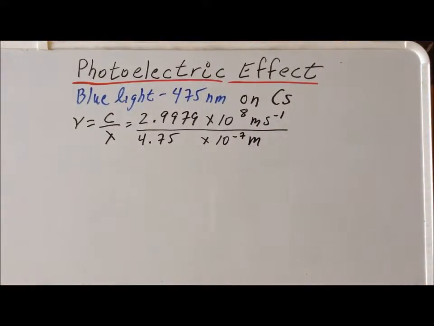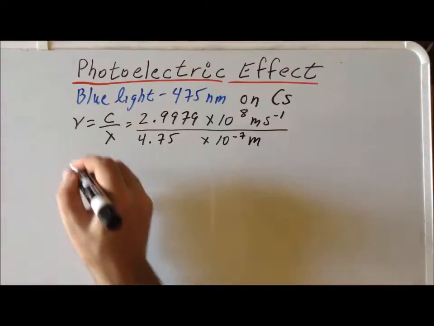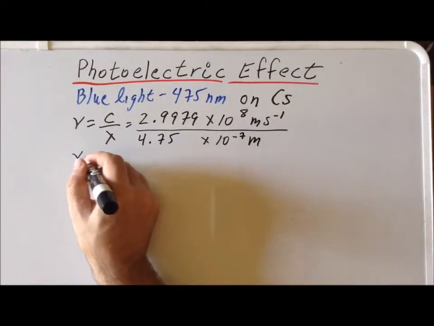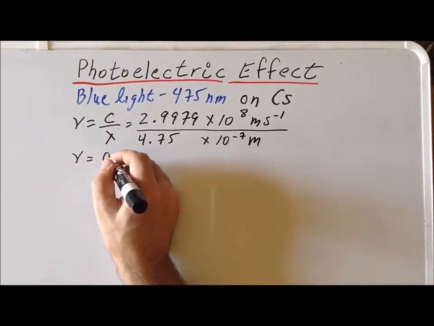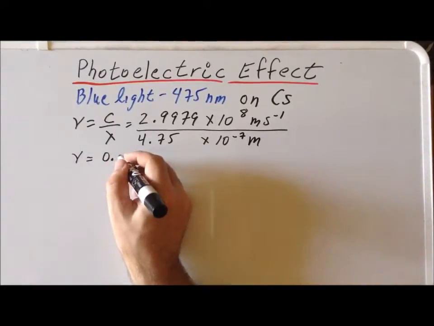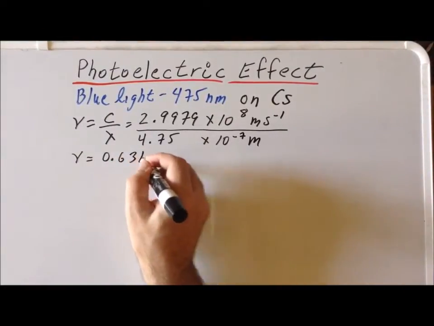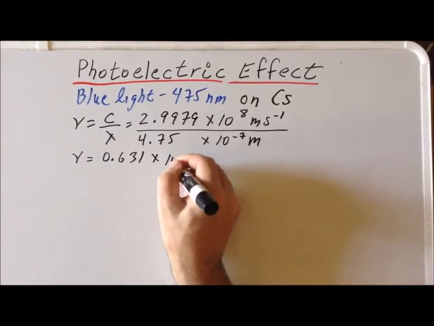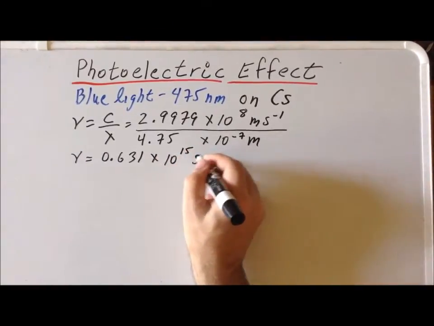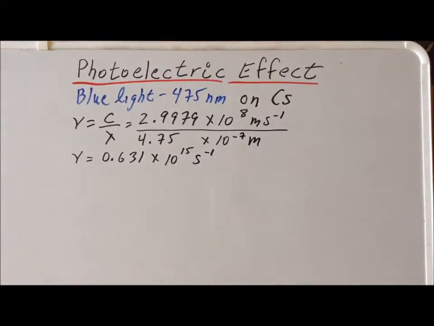So if we continue with this calculation, we see that the frequency is 0.631 times 10 to the 15th inverse seconds, also known as hertz. And we recall that the frequencies of visible light are on the order of 10 to the 14th and 10 to the 15th inverse seconds. So it's a nice double check that we have a reasonable answer.